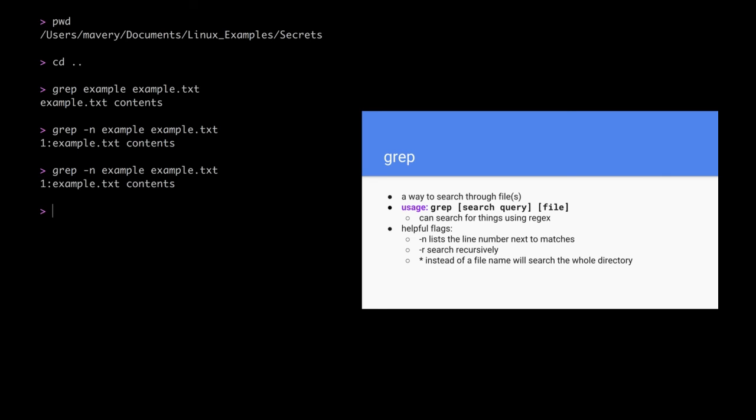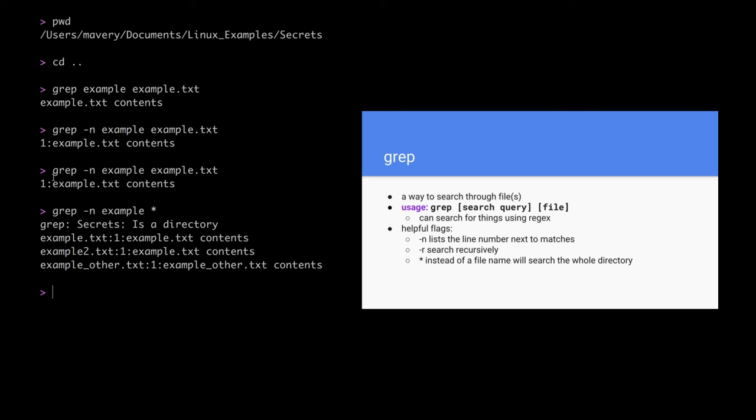example.txt, sorry, that's supposed to be an asterisk, example asterisk. Now this gives me where example appears in any of the files in the current directory. So it appears in these 3 files at their first line. And then this message is telling me that I can't grep secrets because it's a directory.